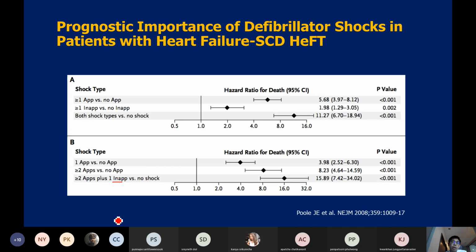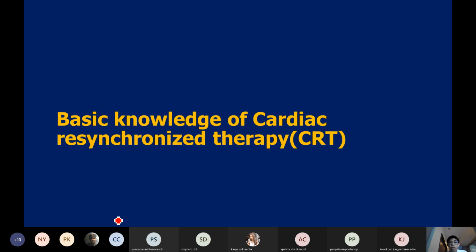Okay, so this is all about the tachycardia therapy. Does anyone have any questions before we go on to the knowledge of cardiac resynchronization therapy? Okay, if there's no question, I would like to continue on. So the next part, I'm going to talk about the basic knowledge of the CRT.